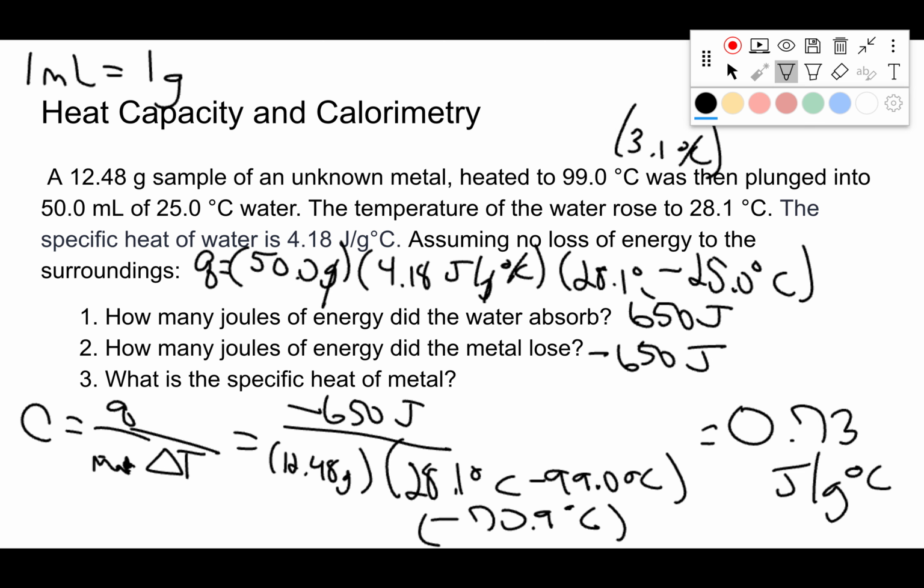They are going to have an equal amount of energy that is absorbed and lost. One will be positive, one will be negative. Q can be positive or negative. C or CP, your specific heat, has to be a positive value. So you can sort of check yourself on your setups. If you think you did something wrong, you cannot have a negative specific heat.